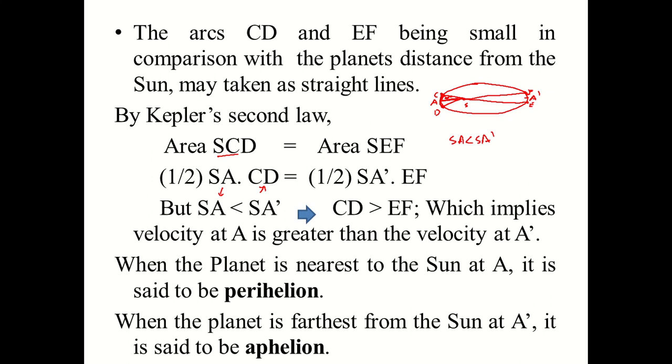So as the planet approaches the sun, its velocity increases, and as the planet moves away from the sun, its velocity decreases. That is one of the consequences of Kepler's law. The important thing to note here is that the velocity of the planet is greatest during the perihelion, and the velocity of the planet is least during the aphelion. In between perihelion and aphelion, the velocity varies depending upon the distance from the sun.